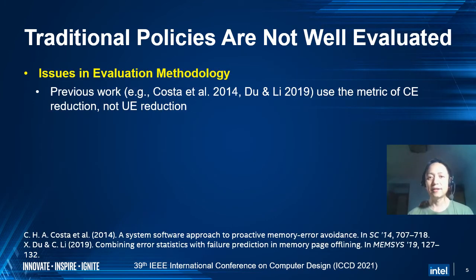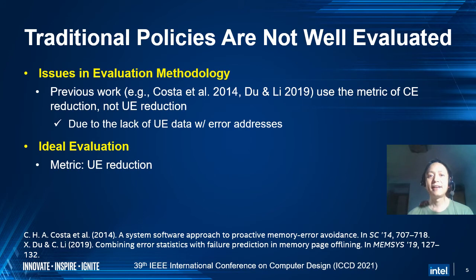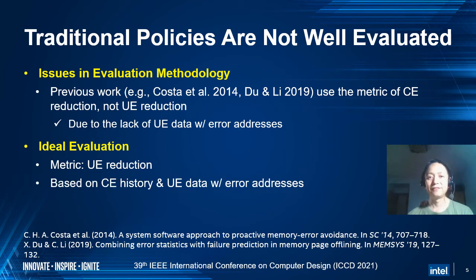In previous work, page offlining was evaluated in simulation using the metric of CE reduction, but not UE reduction. This is due to the lack of UE data with error addresses. An ideal evaluation is to use UE reduction as the metric. This is based on a large amount of CE and UE data with error addresses.